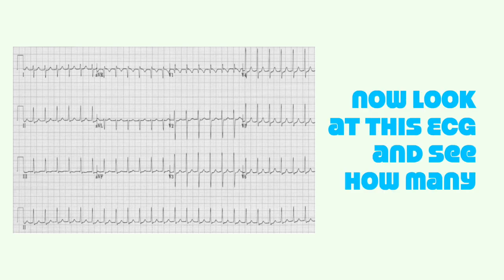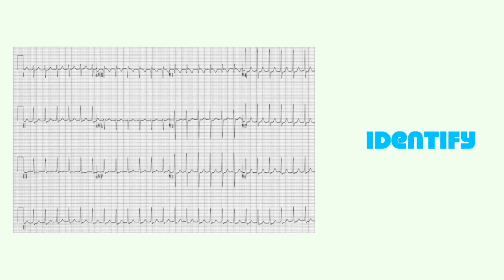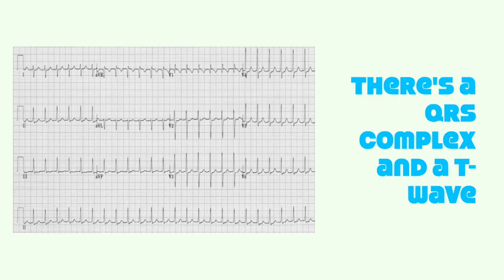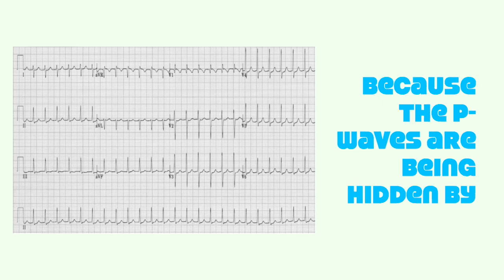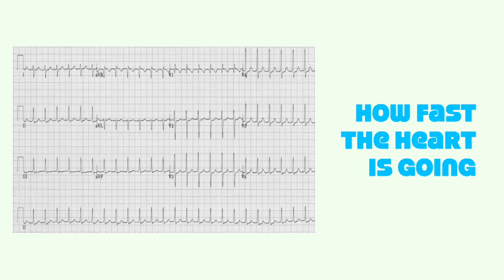Now, look at this ECG and see how many different types of waves you can identify. There's a QRS complex and a T wave. You can't see any P waves, and this is because the P waves are being hidden by how fast the heart is going.